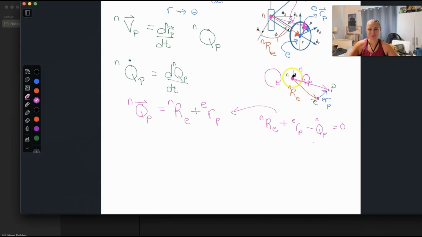Now, for those of you who don't believe me, why don't we just quickly go around the other way? If I go from tail to head, I have QP. Then I go around, I hit the head of the next vector, that's negative RP. Oh, I hit another head, so that's going to be negative RE equals 0. And look at that. If I take these two to the other side, I once again get my position vector.